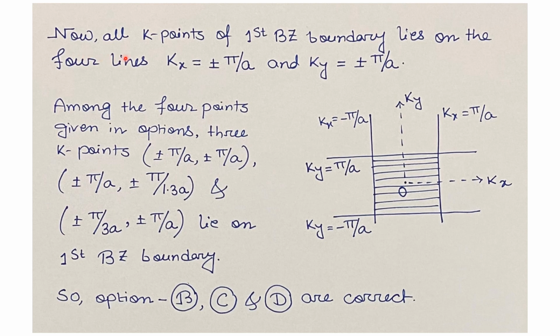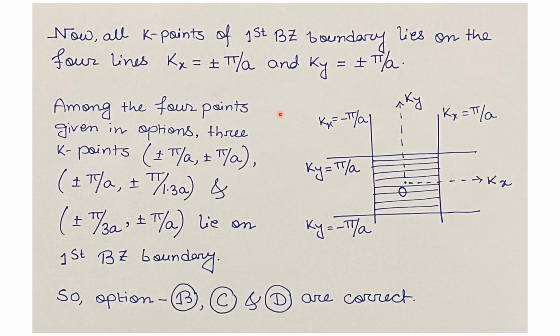Now, all the k points of the first Brillouin zone boundary lie on four lines. Those are kx equals plus minus pi by a, shown here as kx equals minus pi by a and kx equals pi by a, and ky equals plus minus pi by a, those two lines here, ky equals pi by a and ky equals minus pi by a. So these four lines construct the boundary of the first Brillouin zone, and at all the points on this boundary we get the energy band gap.